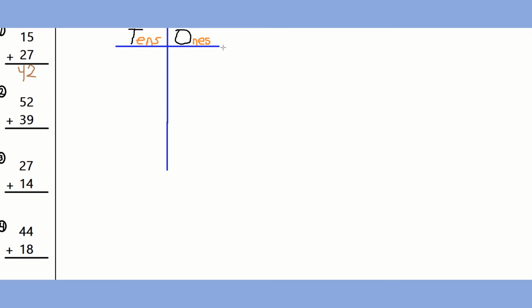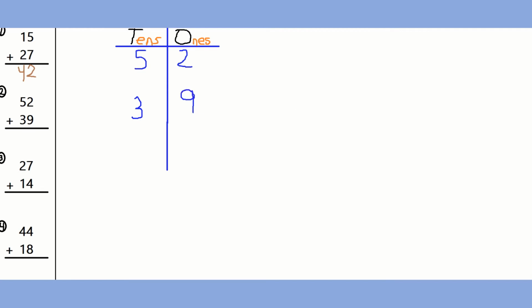52 plus 39. So what we're going to do is, yet again, separate our 10s and our 1s. How many 10s are in 52? 5. There are 5 10s in 52. How many 1s are in 52? 2. Remember, we're looking at left and right. So 10s are on the left, 1s are on the right. Now let's go to 39. How many 10s are in 39? 3. How many 1s are in 39? 9.